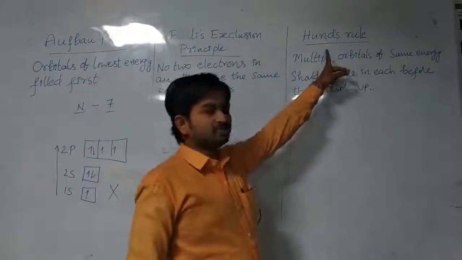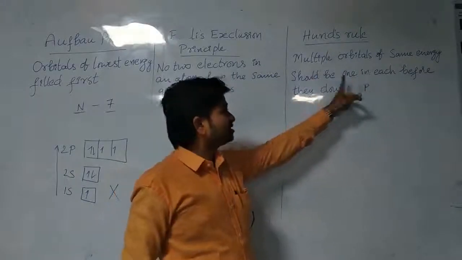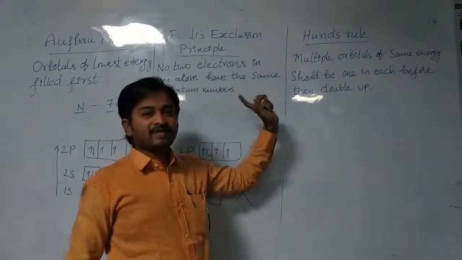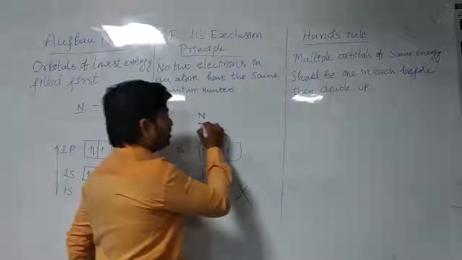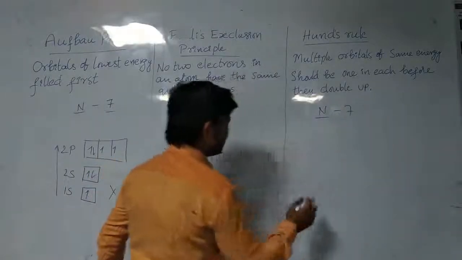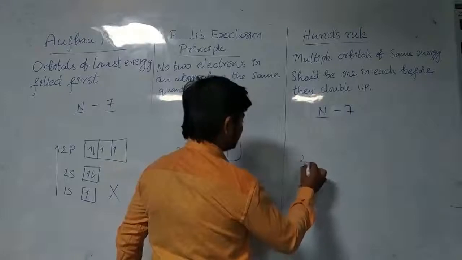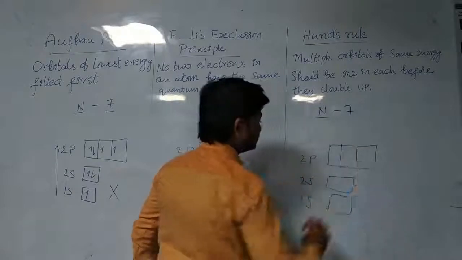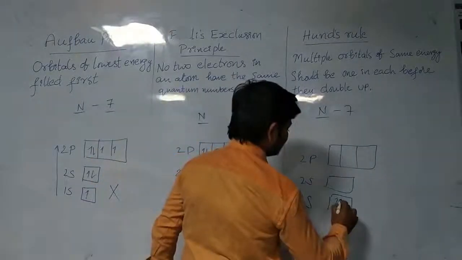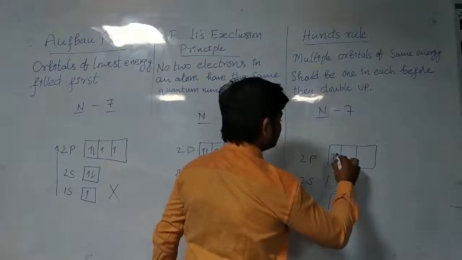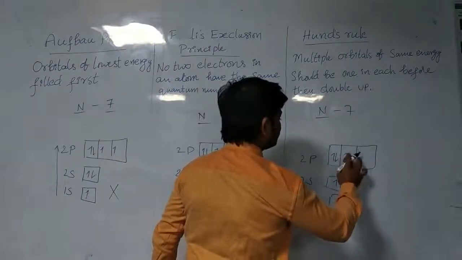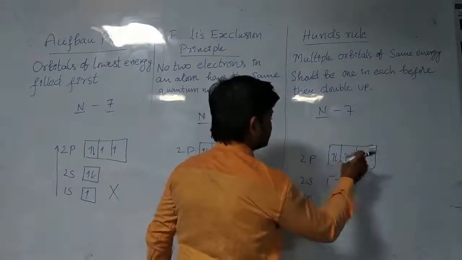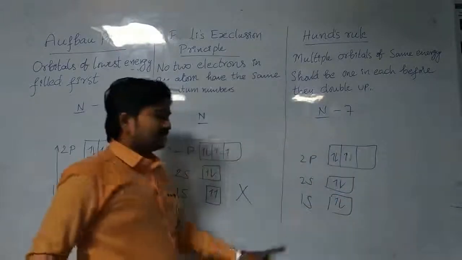Next, Hund's rule. What is Hund's rule? Multiple orbitals of the same energy should get one electron each before they double up. Take the same nitrogen example. Here also the nitrogen atomic number is 7, so we need to fill the 7 electrons. For example, if I fill like this, 4, 5, 6, 7, I am filling like this.